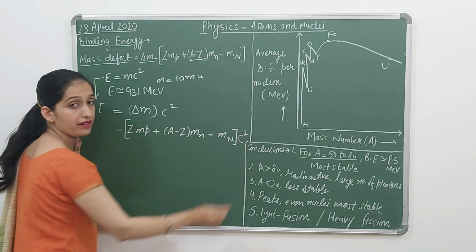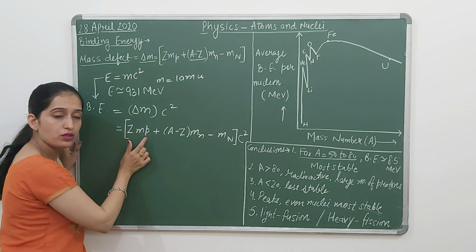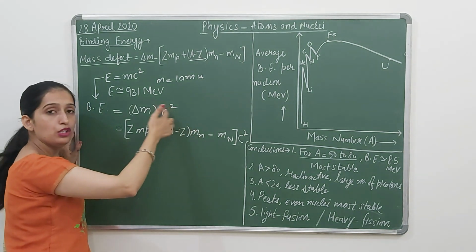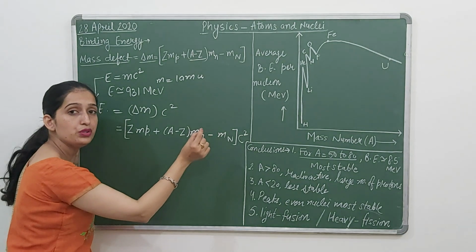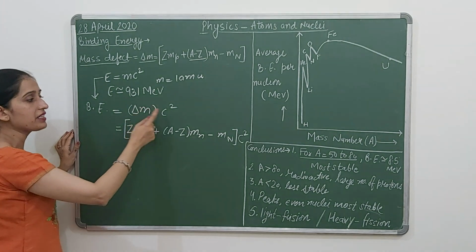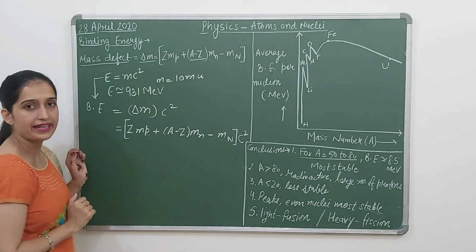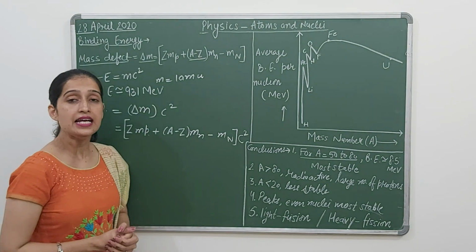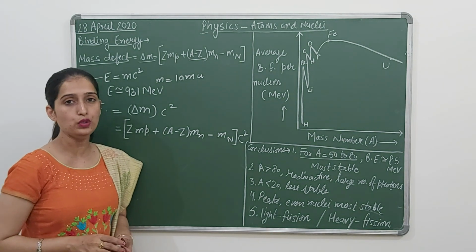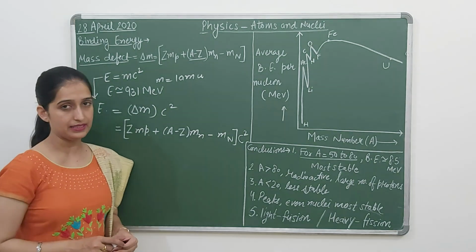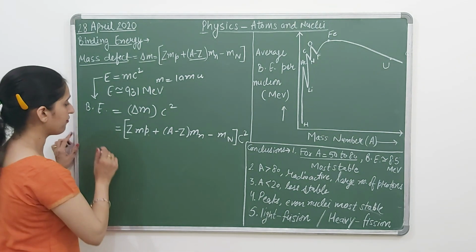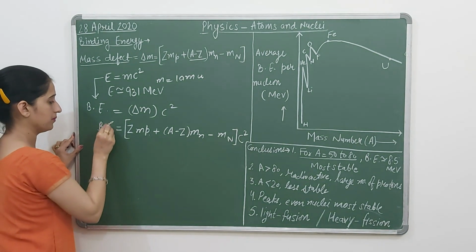into c squared. Mass of all protons, mass of all neutrons, meaning the mass of the whole nucleons, and the mass of the nucleus. The difference is the mass defect, and its product with c squared is known as binding energy. And the definition is the minimum amount of energy required to separate the nucleons from each other is known as binding energy. So we get the formula for binding energy.